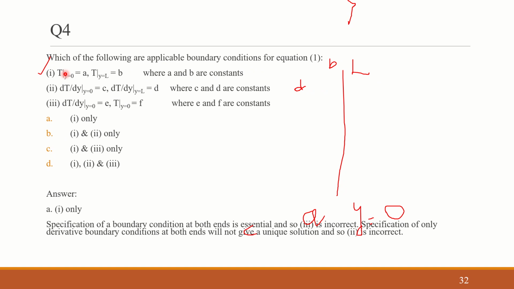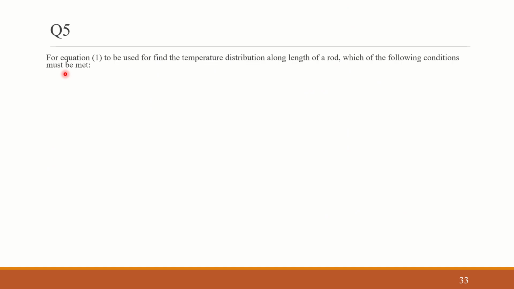Now we will go to question 5. In question 5, what do we have? For equation 1 to be used for finding the temperature distribution along the length of the rod, which of the following conditions must be met?